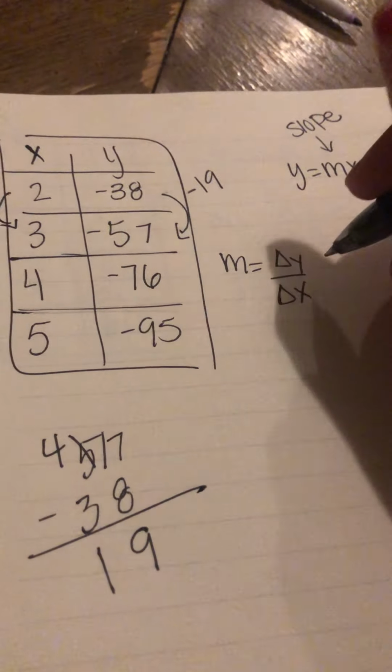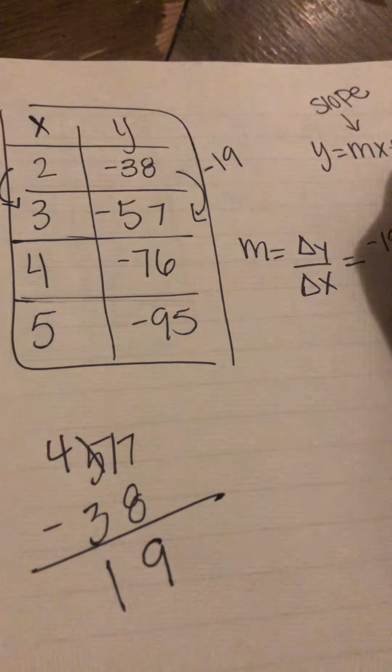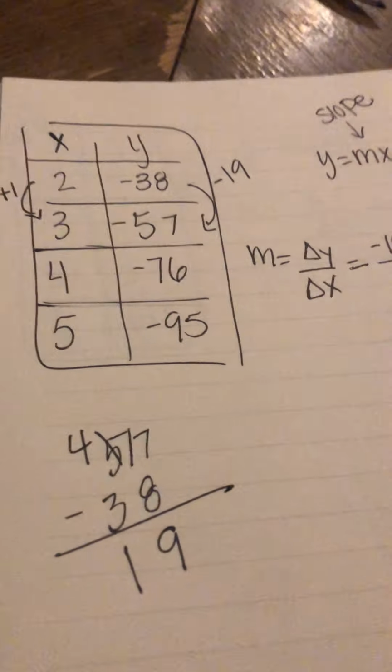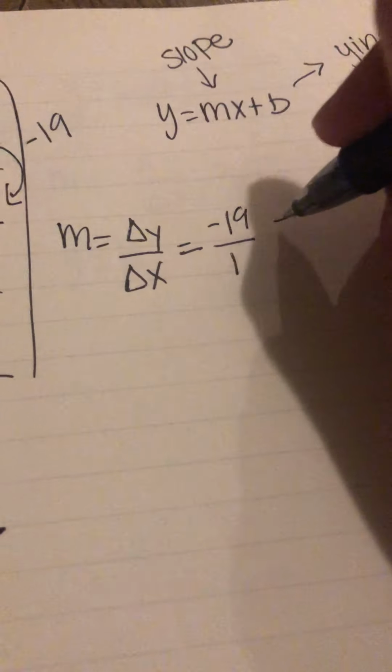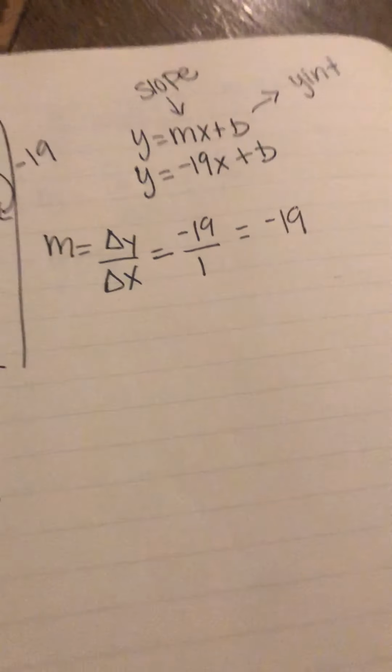And these are all going up by ones, so we're not quite done yet. My change in y in this case is -19 divided by 1. Well, what's -19 divided by 1? It's -19. So you can take this and plug it into your equation, y equals -19x, and you can write it like plus b.